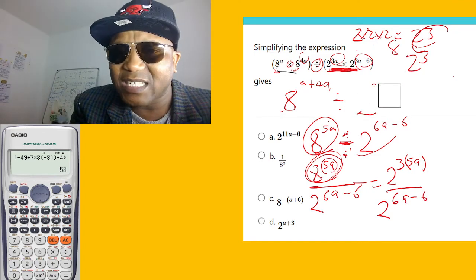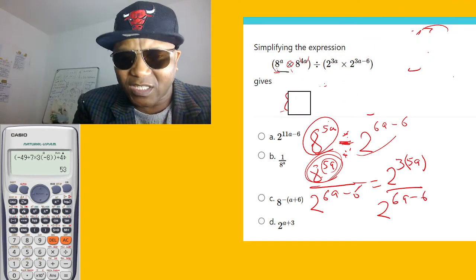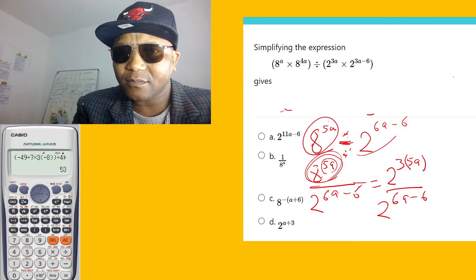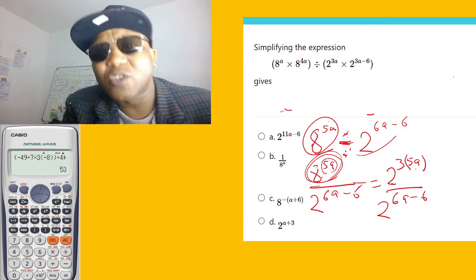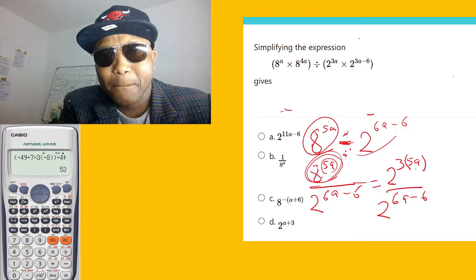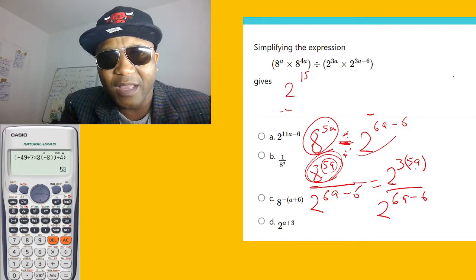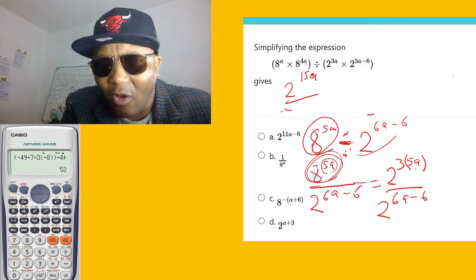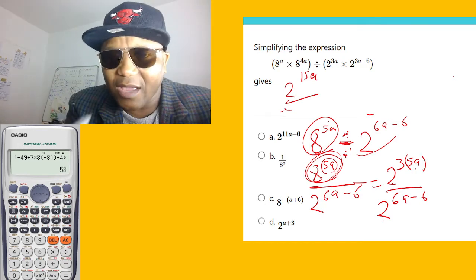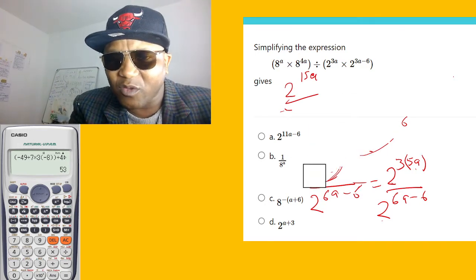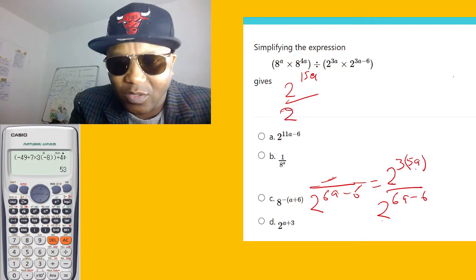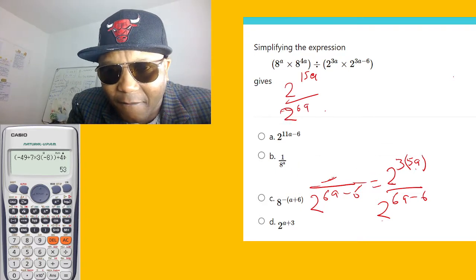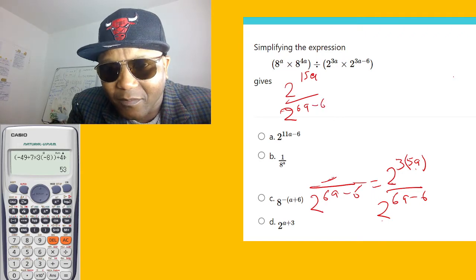Okay, let's just make a space here on top so we can finish up this question quick. So now it's going to be 2 to the 3 times 5a equals 15a. So 2 to the 15a over 2 to the 6a minus 6. Okay, we need some space here because we don't need this stuff here.